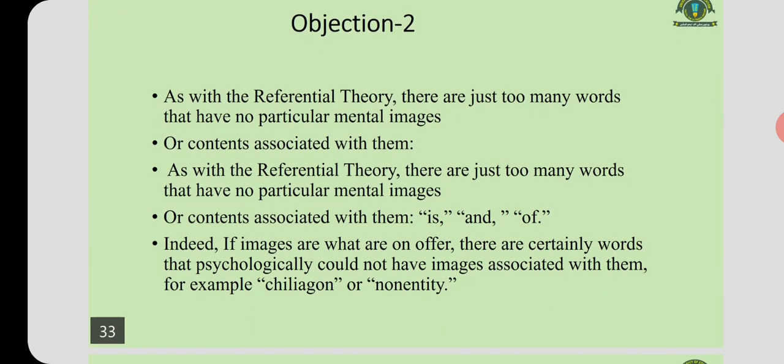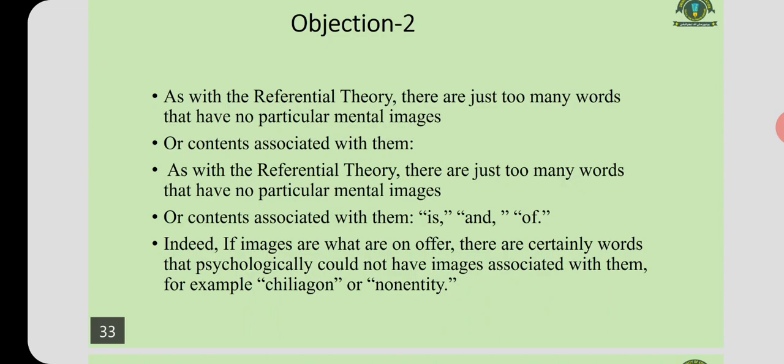The second objection here is that, as with the referential theory, there are just too many words that have no particular mental images or contents associated with them. So, what about those contents? What about those ideas which are not associated with each other? Words like "is" and "of" are expressions which come to our mind, but they don't have a comprehensive elaboration, explanation or comprehensive meaning in them. These are vague thoughts. These are not complete thoughts. They are abstract thoughts.